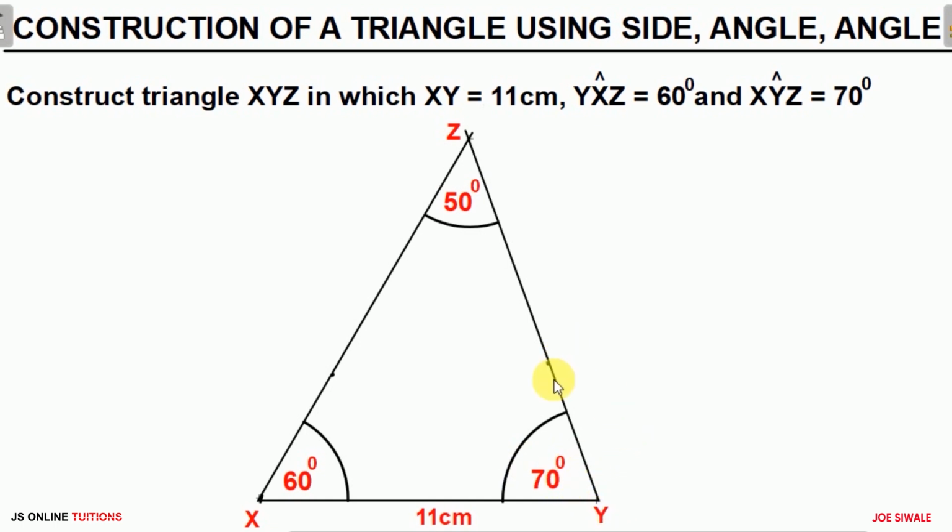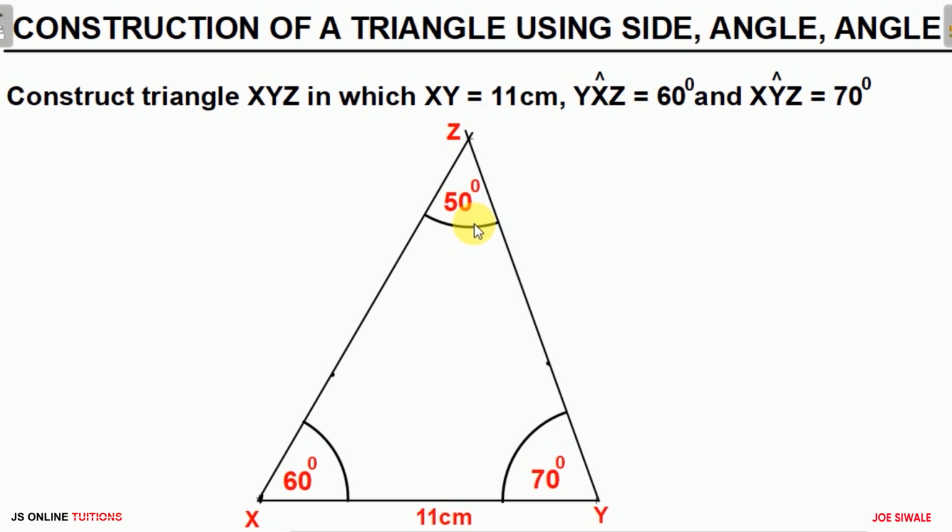So we can prove if this triangle is accurate by adding the angles in this triangle. And we know that all the angles in the triangle have to add up to 180 degrees. So let us do that. So we're going to say 60 degrees plus 70 degrees plus 50 degrees, and that's going to give us 180 degrees. So we can see that our triangle is accurate.